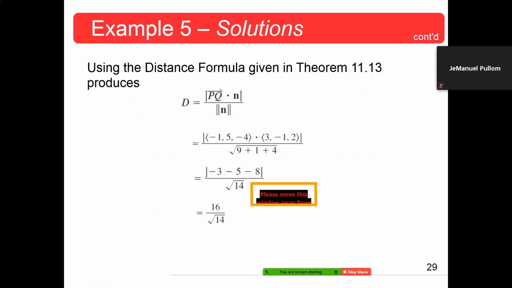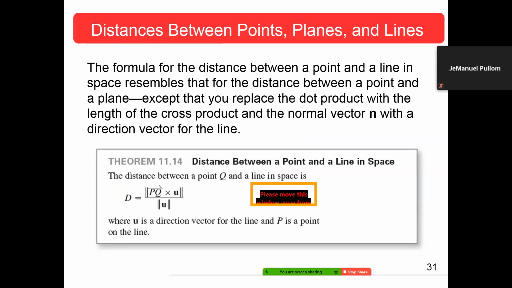Whereas the one for PQ, where P is on a plane and Q is not on the plane, cross that, dot that with the n divided by the magnitude of n. That gives you the distance formula between a point and a plane, the shortest distance between them. And this one is the distance between a point and a line in space. Okay. They don't do anything else with that.